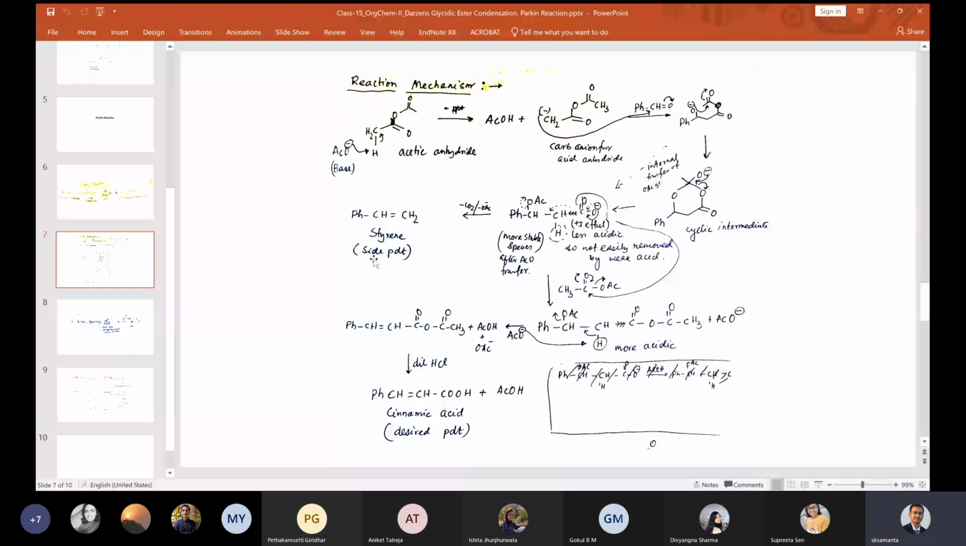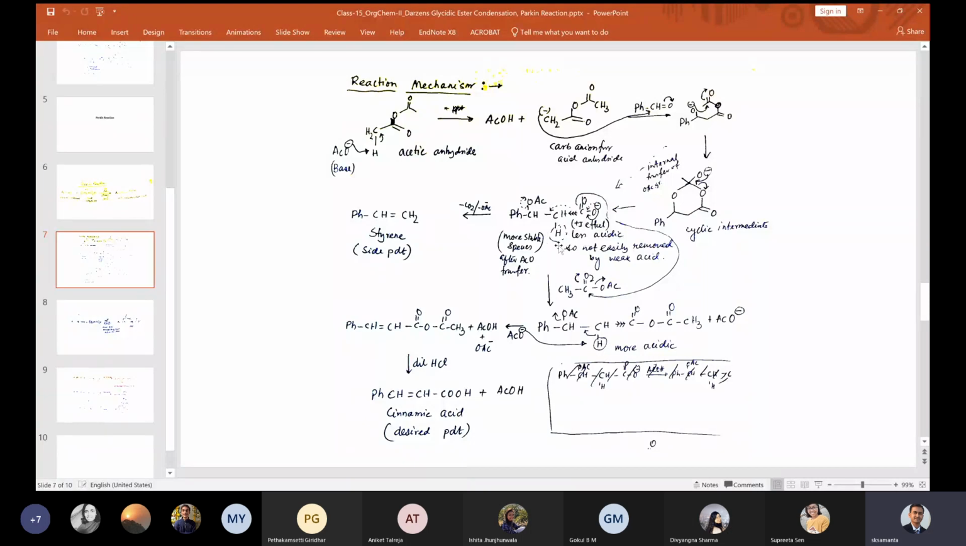But what happens now is, I said already that we have acetic anhydride in excess. So this excess acetic anhydride will now react with this negative charge. This negative charge will attack here, and then OAc will leave. So again it will form an acetic anhydride. Then actually this proton becomes more acidic.